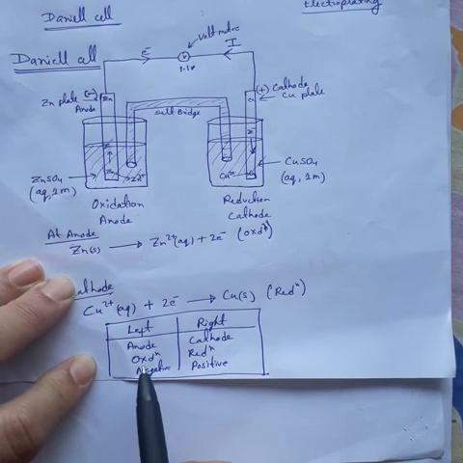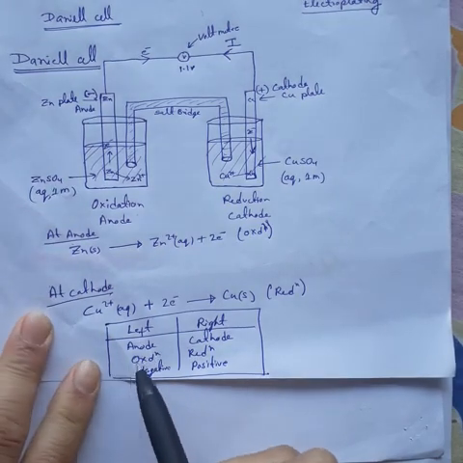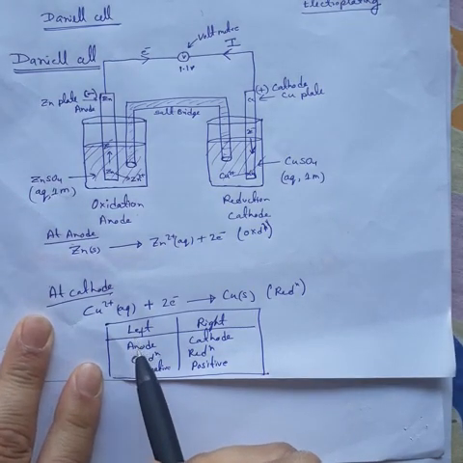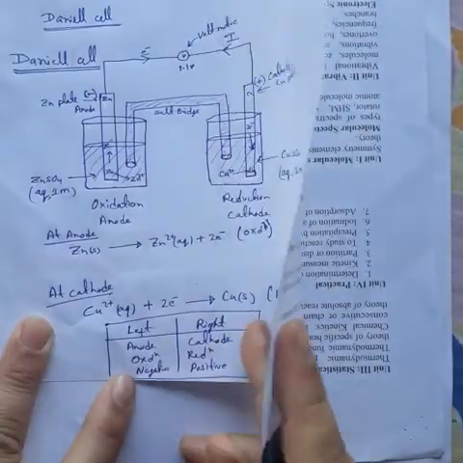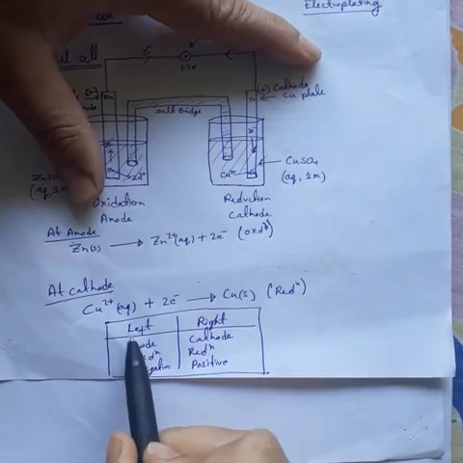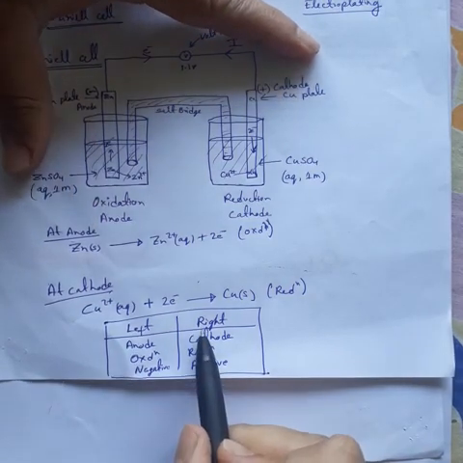Okay, there is a remembering technique. You have to see the alphabet. Which comes first, L or R? Basically L, left, L comes first, R comes after that, right?